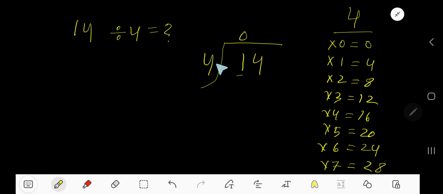4 goes into this 1 how many times? 0 times, as 1 is less than 4. So 0 times 4, 0. Subtract, 1. Bring down this 4, 14.